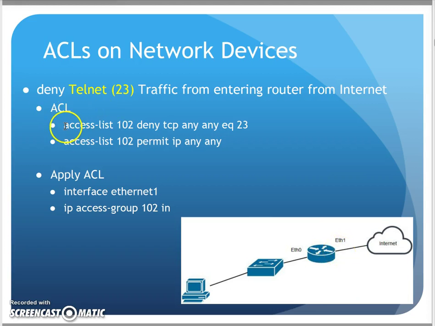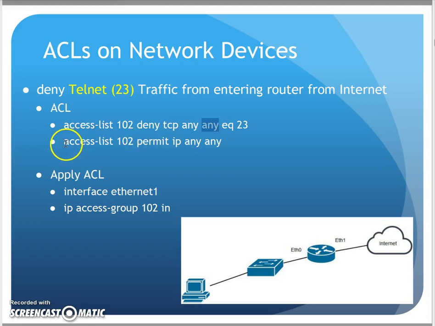What I might write is access list 102. I'm going to deny TCP traffic, as Telnet is a type of TCP port number, if you will. Equal to 23, so TCP equal to 23, TCP equal to Telnet, and I'm going to say coming from anywhere in the world, going to anywhere in my network. So I'm making it very wide, saying, look, if you're trying to Telnet, I don't care where you're coming from, I don't care where you're going, this router will stop that traffic.